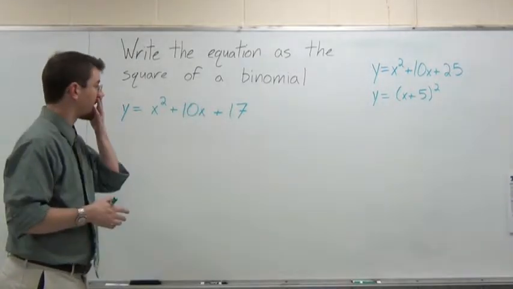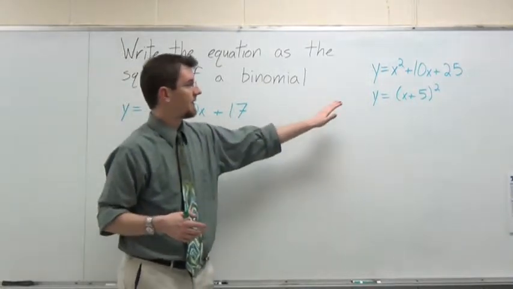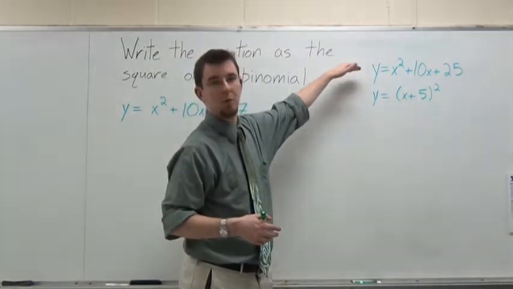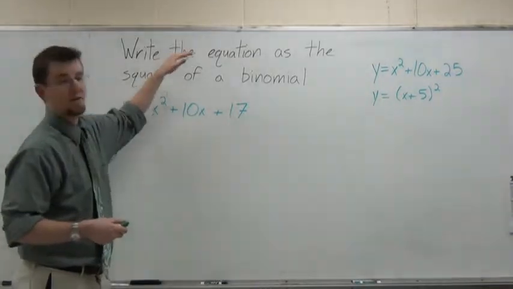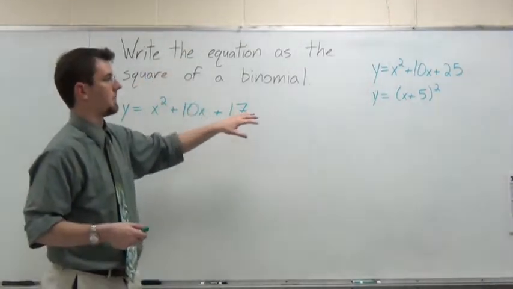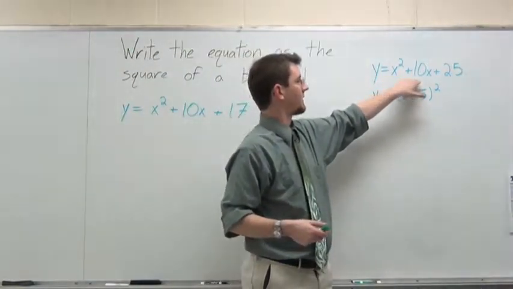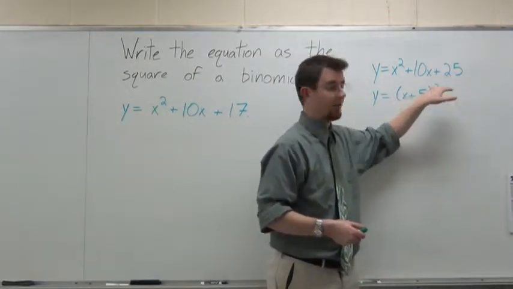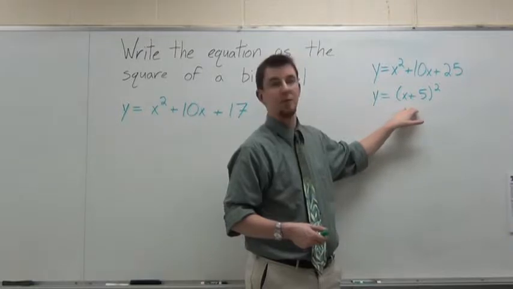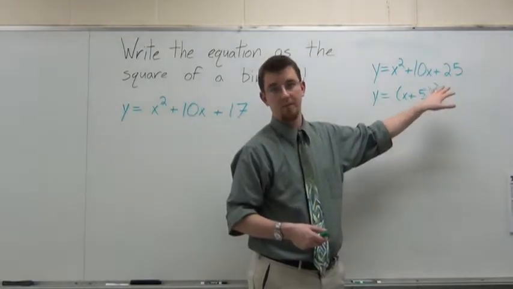recently studied. But if you look over here at this example, this is basically what we're going to be asked to do: write this equation using the square of a binomial. So in this case, as we looked at before, if you take 10 divided by 2 and square it, you get 25. And that's the same as y equals the quantity of x plus 5 squared.